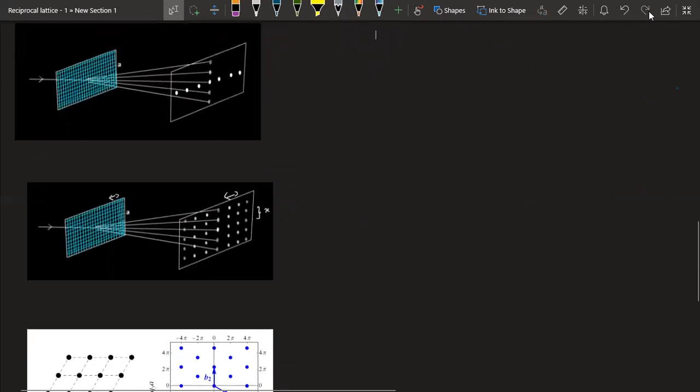Okay. So the main point is this is our real lattice, and these dots are our reciprocal lattice. We shine some light on the real lattice, and what we get on the screen is a reciprocal lattice. And we call it a reciprocal lattice because the separation between the dots in the reciprocal lattice is inversely proportional to the separation between atoms in real space. There is kind of a reciprocal relationship. That's exactly why we call it reciprocal space.